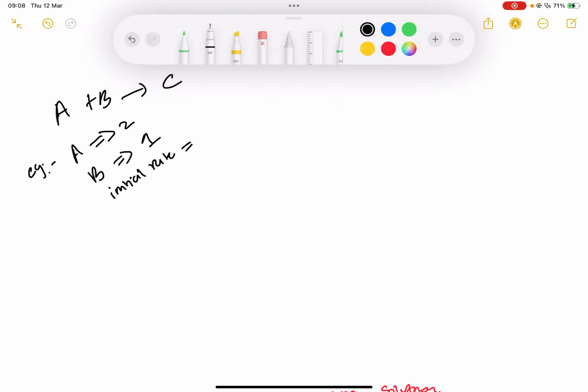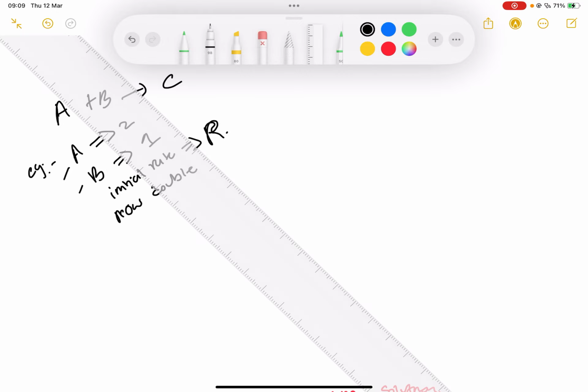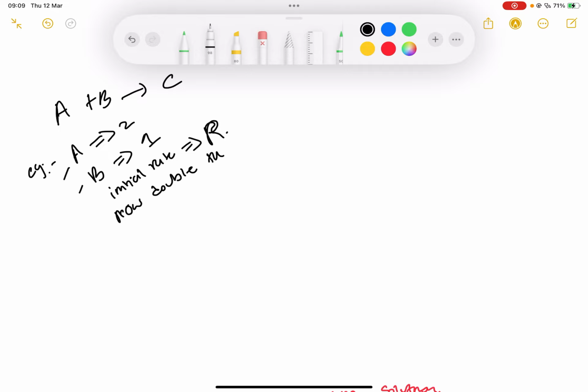Initial rate is capital R. And these are the initial concentrations, A and B is the initial concentration. Now what they are doing is doubling the A and B. Now they have doubled the concentration of A and B, and they are asking you to find the new rate.